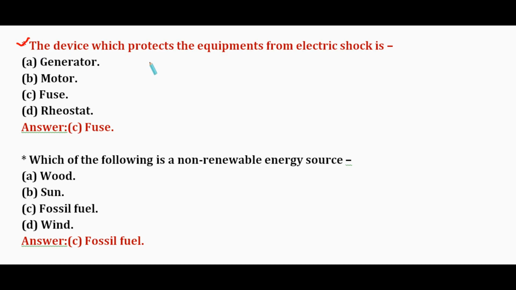Next question: the device which protects the equipments from electric shock is generator, motor, fuse, rheostat. The correct answer is fuse. Which of the following is a non-renewable energy source? Wood, sun, fossil fuel, wind. This is fossil fuel.